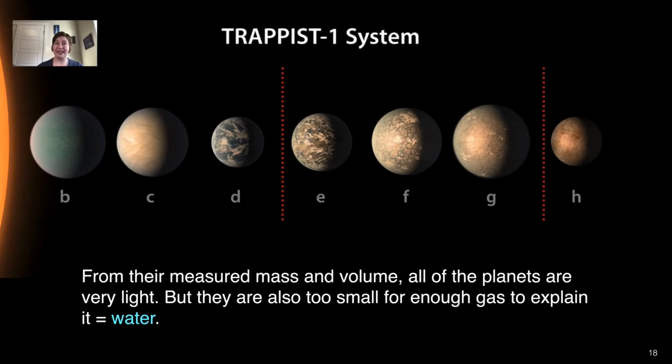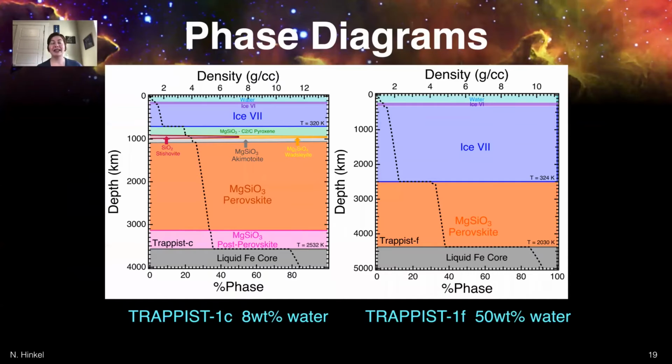So rather than looking like an Earth-like planet, we found that these planets have a huge amount of water. TRAPPIST-1c has 8 weight percent water, which is what you can see on the left. This is a phase diagram, which is essentially like a stretched out pie chart. So you can see that 100% of the core is liquid iron, and then different kinds of perovskites, and then you can see the different kinds of ices with respect to depth. TRAPPIST-1c has 8 weight percent water. TRAPPIST-1f has 50 weight percent water, and in comparison, the Earth is 0.02 weight percent water. So it's a huge difference.